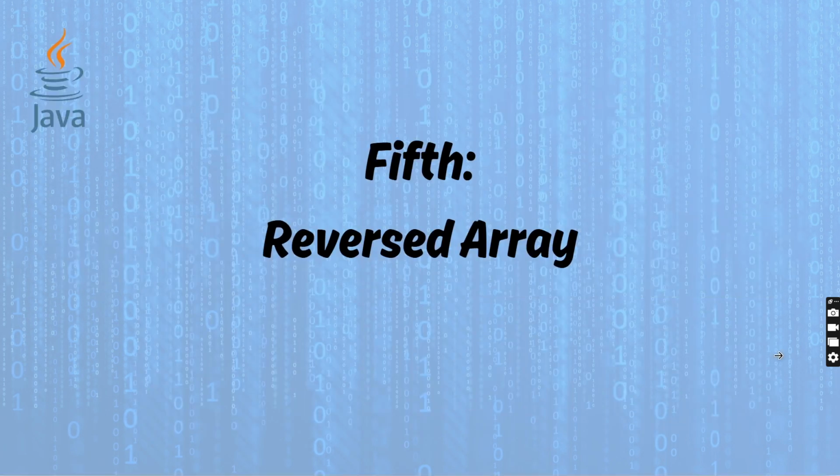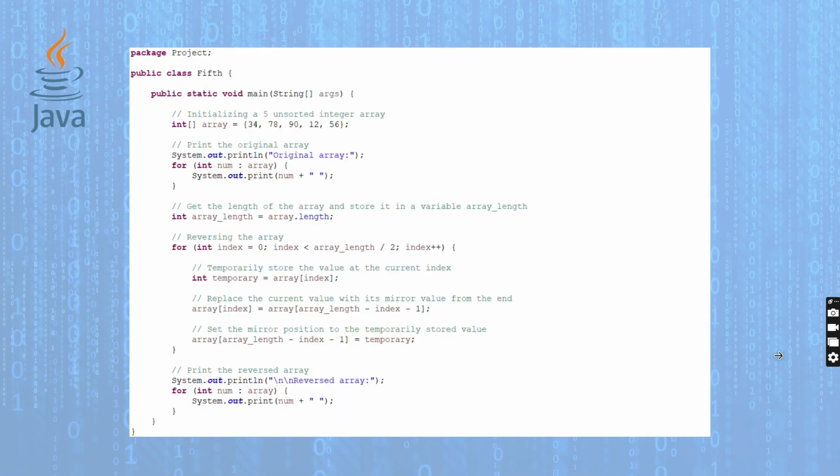This is my PIP program, which is all about reverse array. In this program, I start by declaring an unsorted array of 5 integers. I first display the original array using a simple for each loop. Then, I reverse the array in place. This is done by looping from the beginning of the array to the middle, swapping each element with its corresponding mirror element from the end. A temporary variable is used to hold values during the swap.